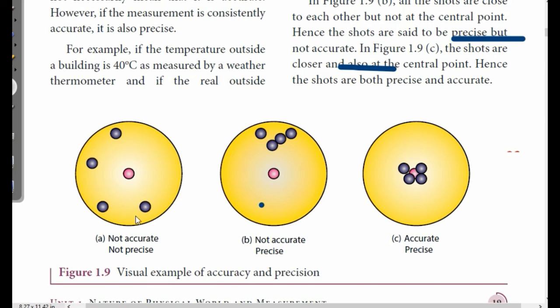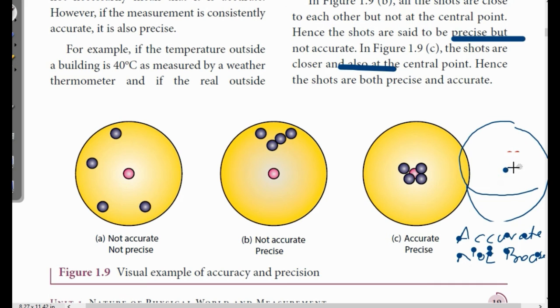We say it is not accurate and not precise. Here you observe it is not accurate but precise. Here it is accurate and precise. We will see one more scenario: accurate and not precise.